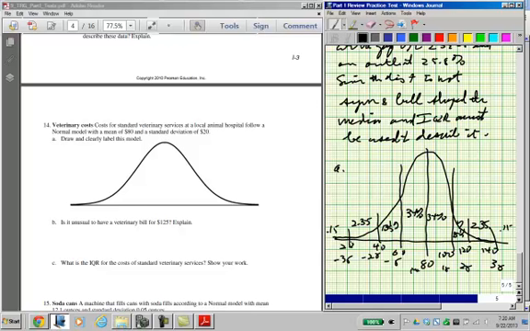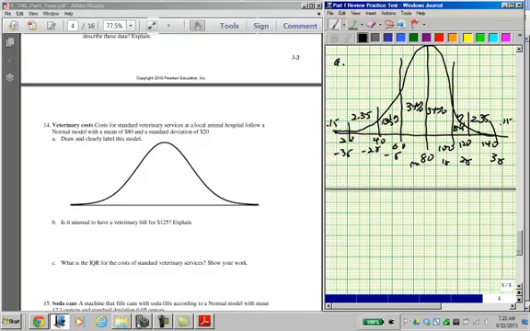Is $125 unusual? Yeah, because it's more than 2 standard deviations from the mean. So more than 2 standard deviations from the mean is unusual under most circumstances. Under some circumstances, we don't tolerate it, but under most we do.